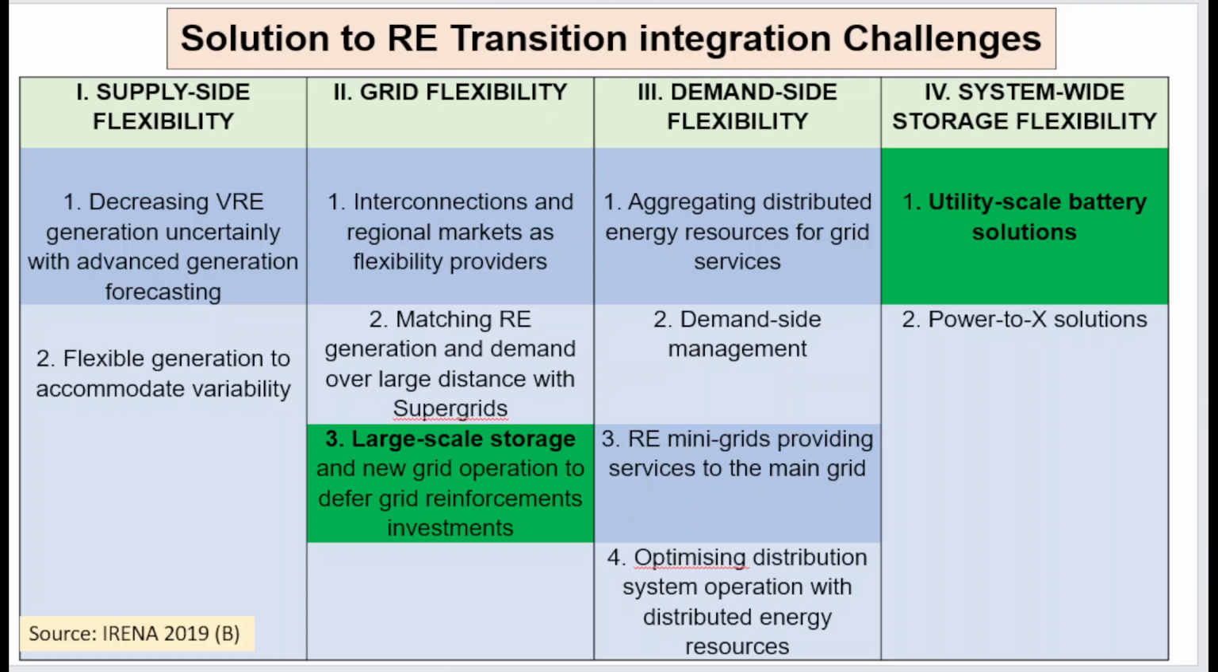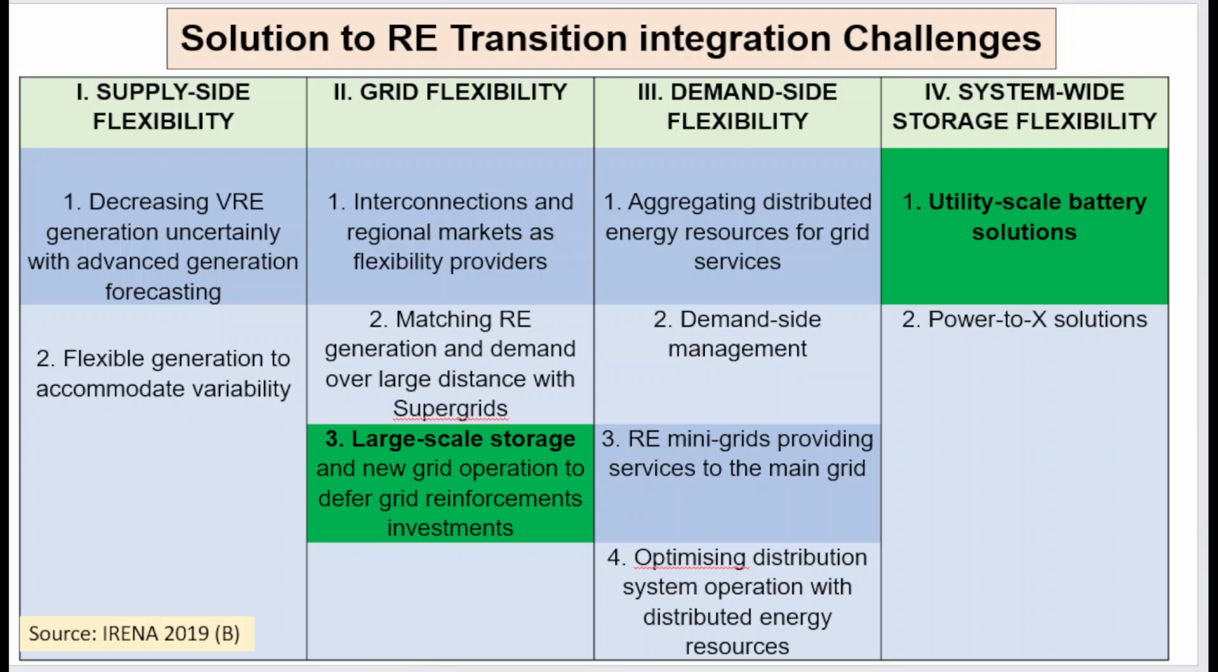So this table summarizes the various ways in which this can be achieved. So we have supply side flexibility, then we have grid side flexibility, demand side flexibility, then we have system wide flexibility. In that, you can see that the storage will help for the grid side flexibility as well as the overall system wide storage flexibility. These issues can also be discussed in detail. So let me know what you want to discuss. If you want me to explain anything in detail in the subsequent lectures, I will try to explain them.